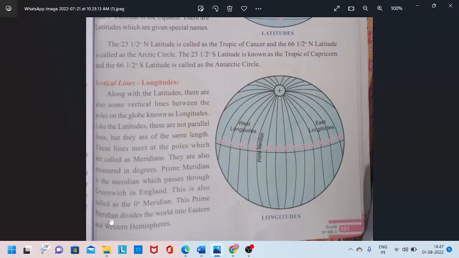The prime meridian divides the world into the eastern and western hemispheres. The equator divides the world into the northern hemisphere and southern hemisphere. The prime meridian line divides the western longitudes and eastern longitudes, the western hemisphere and the eastern hemisphere.